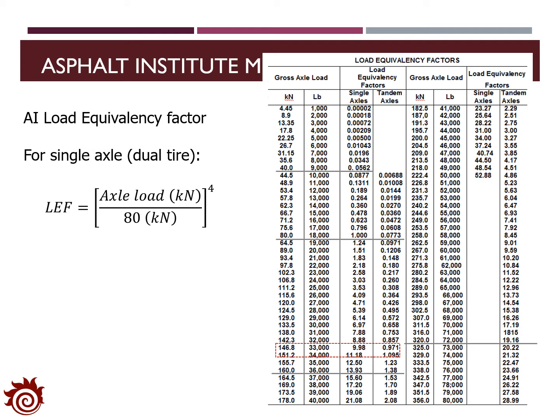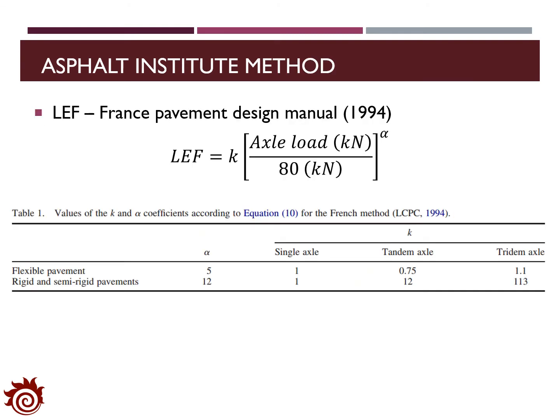Usually for the single axle with dual tires, the LEF is defined as the axle load divided by 80 to the power of 4. The table on the right shows the load equivalency factor under different axle loads, which can be derived from the equation here. There are also some other models applied for the estimation of LEF.